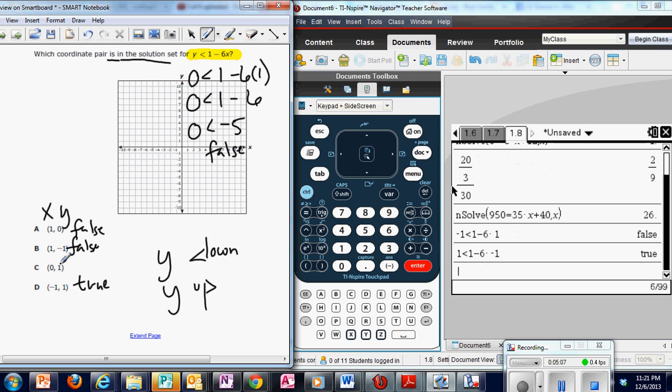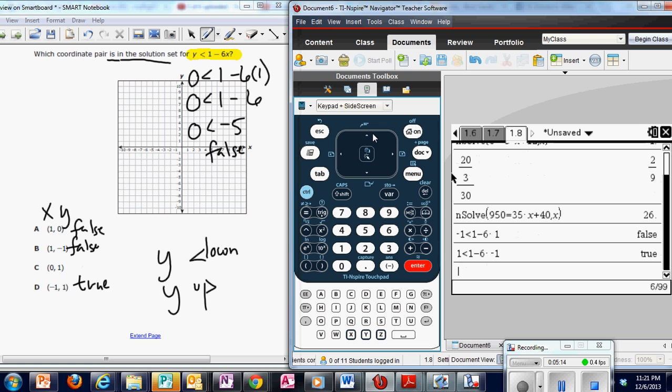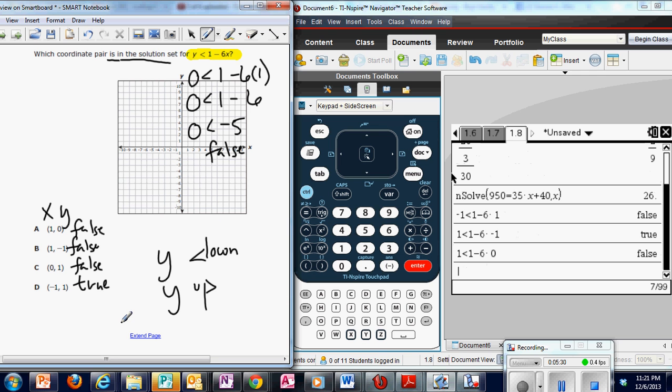So that Y value, the first one, should be a positive 1, and that last value should be a 0. So I'll do the same thing and change the X value to a 0. And that again is false. Okay? So that's a nice way of doing that on the calculator without having to draw the graph.